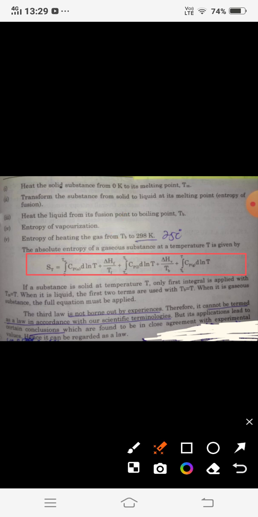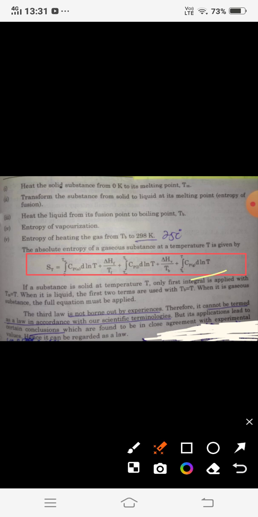Then there is the entropy of heating the gas, as the gas is heated further after it is converted into the gaseous form, up to 25 degrees Celsius or 298 K. The absolute entropy of a gaseous substance at a temperature T is given by this equation. How is this equation useful to determine the entropy of the various forms of the material? This is the equation for the determination of the absolute entropy for different materials.